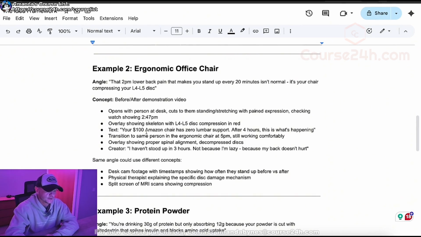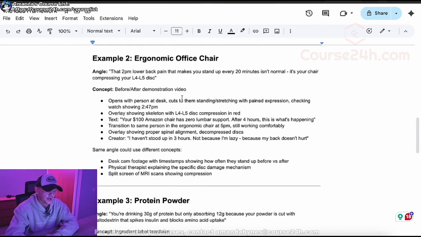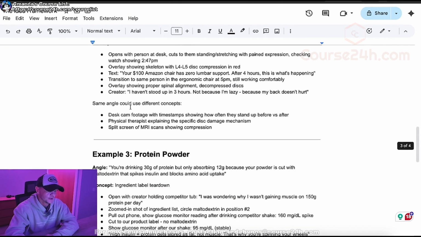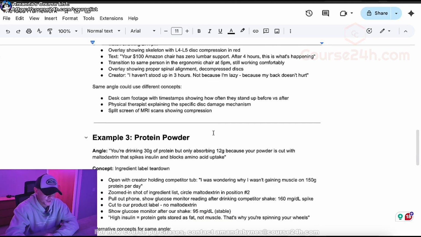Now we could have an ergonomic office chair. The 2 p.m. lower back pain, right? Saying it makes you stand up every 20 minutes isn't normal. It's your chair compressing your L4 and your L5 disc. The concept is a before and after demonstration video. The same angle could use different concepts. So we could use desk cam footage with timestamps. We could use a physical therapist explaining the specific disc damage mechanism. We could use a split screen of an MRI scan showing compression.